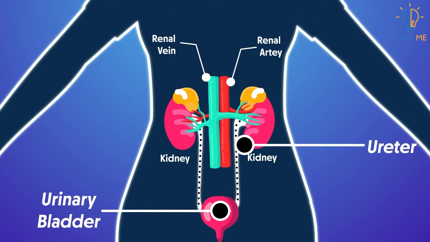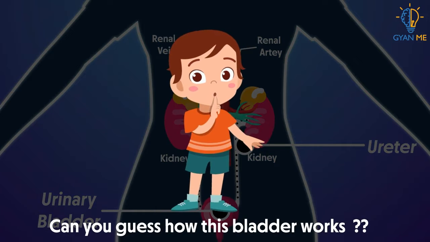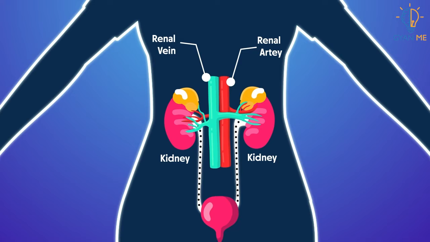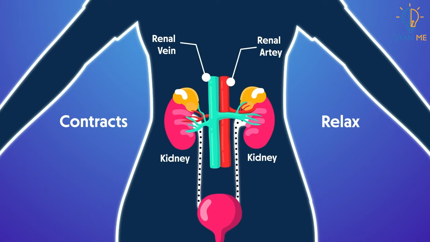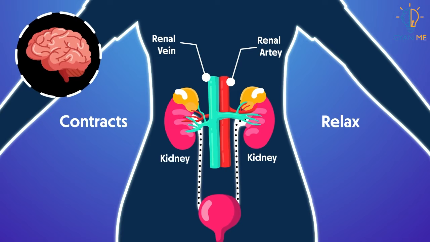The bladder is a muscular organ. Yes, I mean it is made up of muscles. So now can you guess, students, how this bladder must be working? Exactly right. Since it is muscular, it is contracting and relaxing, but under nervous control. That too under automatic nervous control.